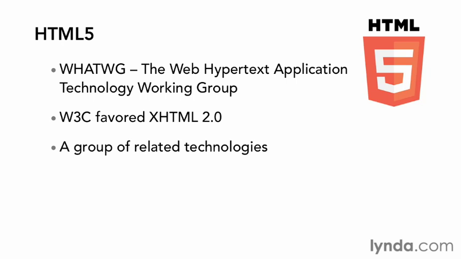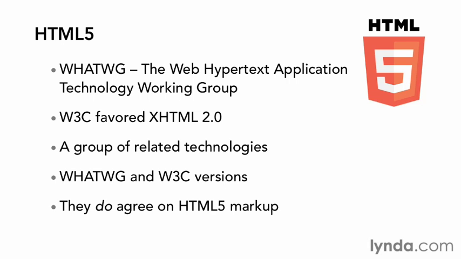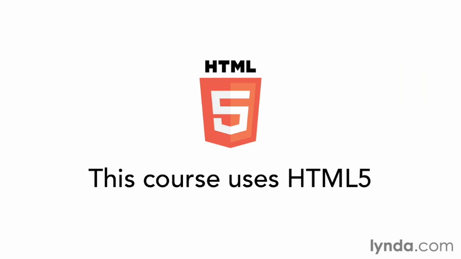HTML5 is actually a group of related technologies of which HTML is just one part. These technologies include a number of DOM, or Document Object Model, interfaces that are typically accessed with JavaScript, including web workers, geolocation, drag and drop, offline storage, and much, much more. The WHATWG and W3C versions of the full HTML specification do not always agree and do not even have the same list of technologies included. But they do agree on the HTML markup, and that's the part of the specification that we're concerned with in this course. This course covers HTML5.